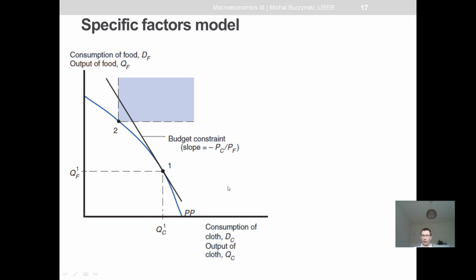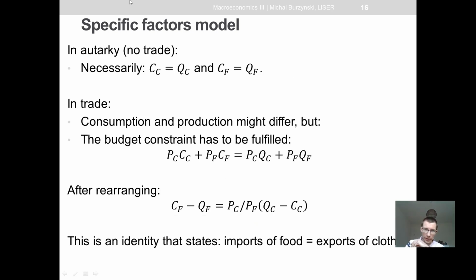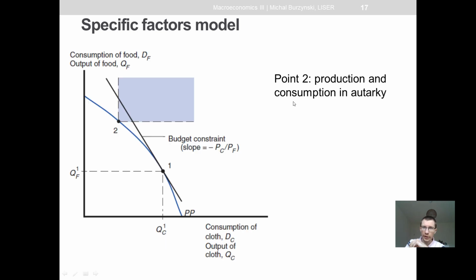And now let's compare those two economies, the no trade economy and the trade economy. First, let us focus on the no trade economy. Let us assume that point 2, which is here, represents production and consumption in autarky. Two remarks. First of all, the point is, of course, on the production possibility frontier, because it is efficient to produce on the production possibility frontier.